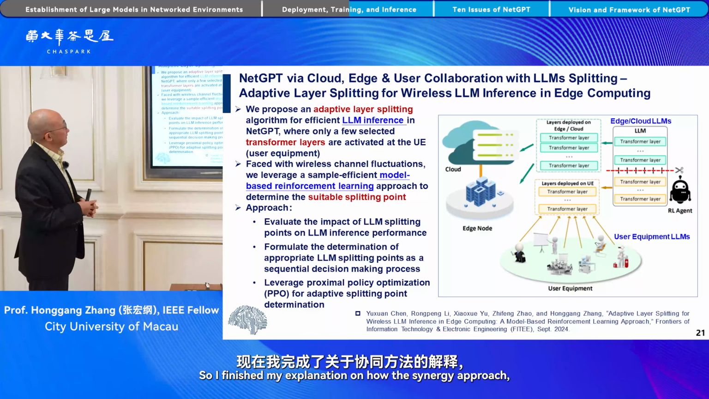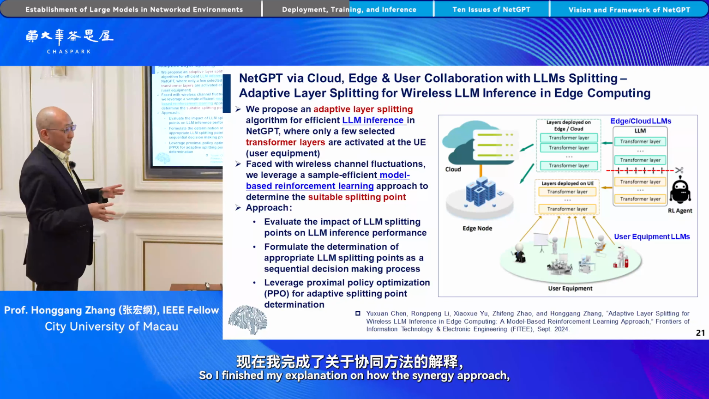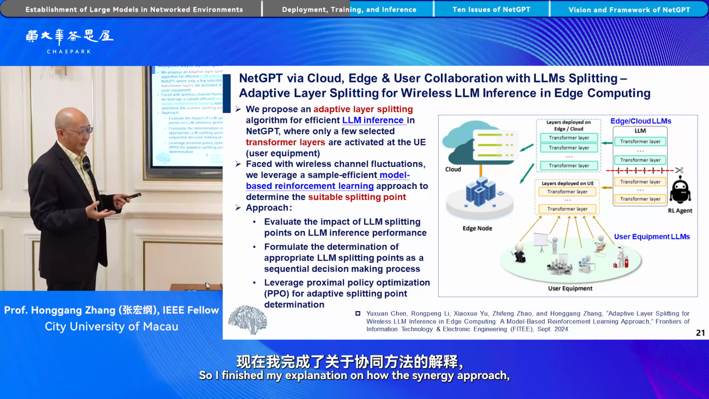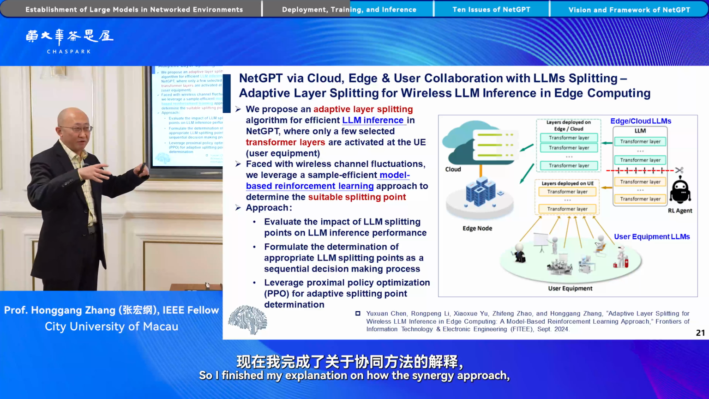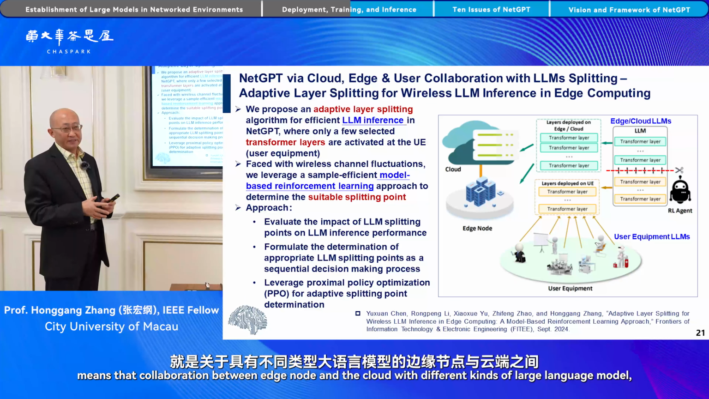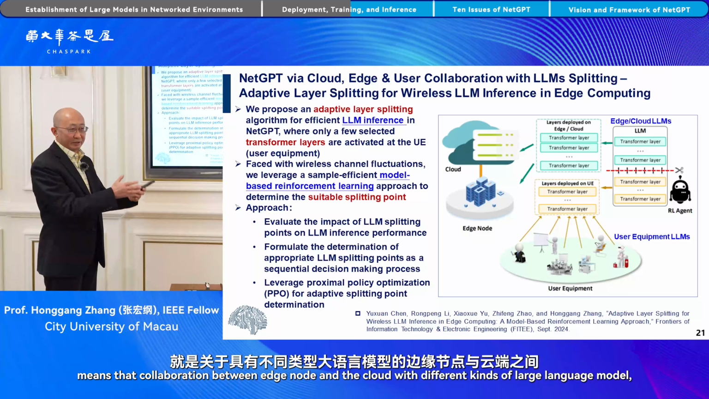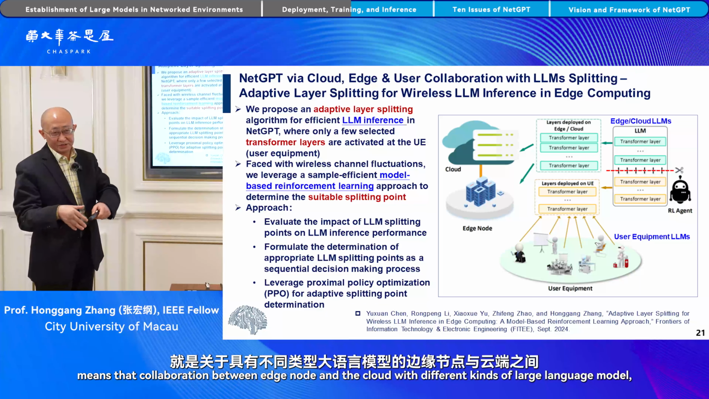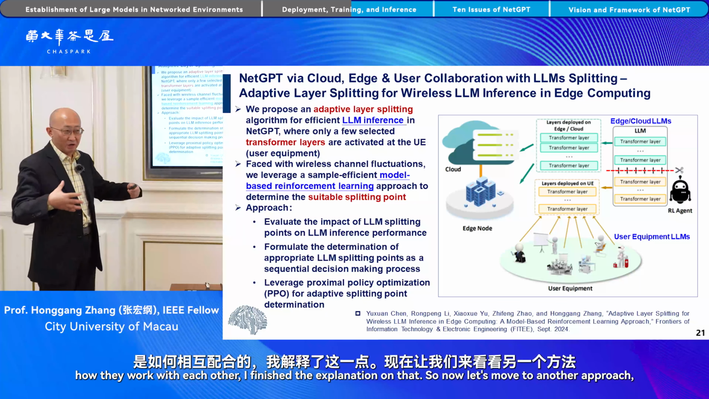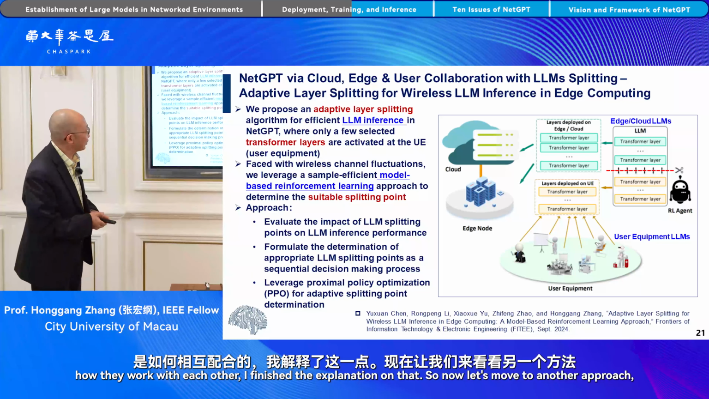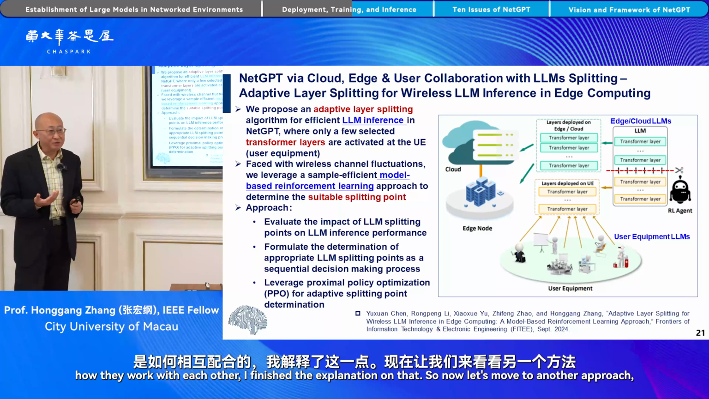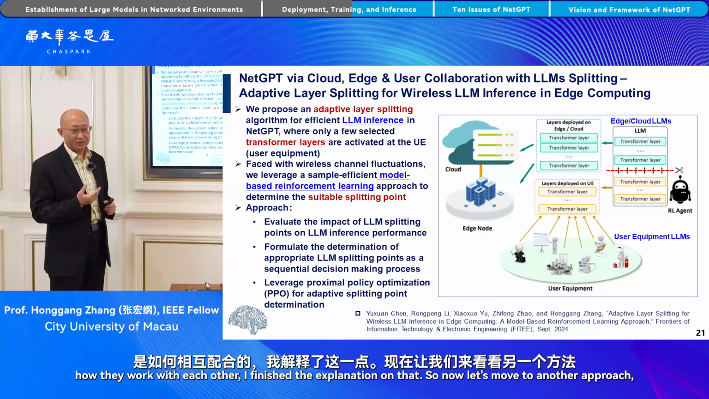And here, I finished my explanation on the synergy approach, which means collaboration between edge nodes and the cloud with different kinds of large language models, and how they work with each other. I finish the explanation on that. So now let's move to our other approach.